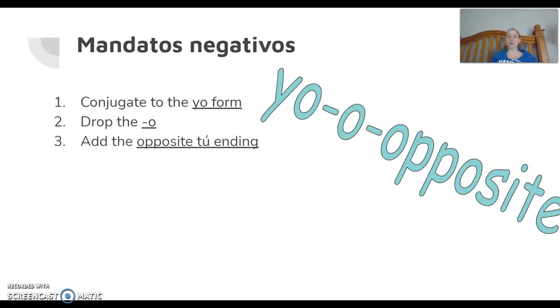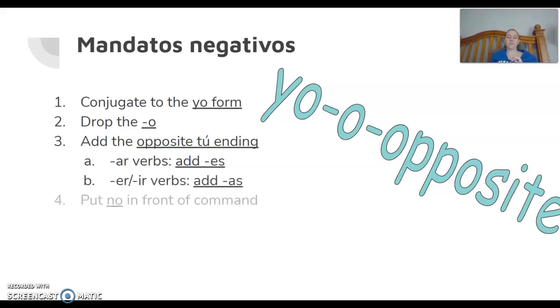What I mean by that is if it's an AR verb, you're going to add the ER/IR tú ending. If it's an ER/IR verb, you're going to add the AR verb ending for the tú form. And then you're going to put no in front of it. So it looks really, really weird because you're like, wait a minute, that's the wrong type of ending for this type of verb. It kind of messes with your brain a little bit, but that's how you do it.